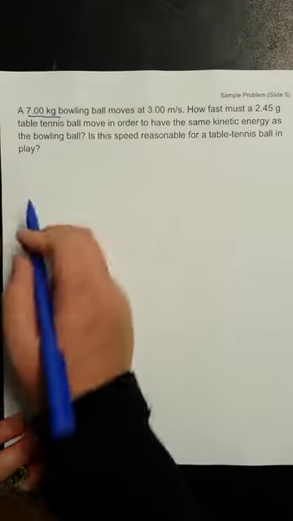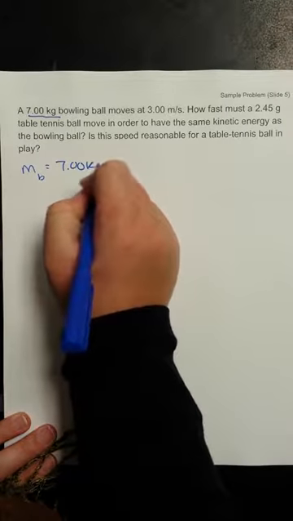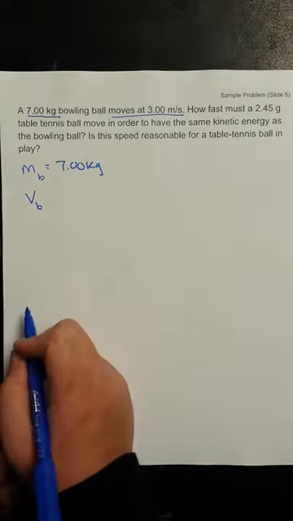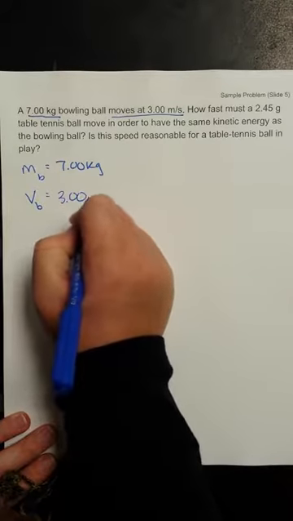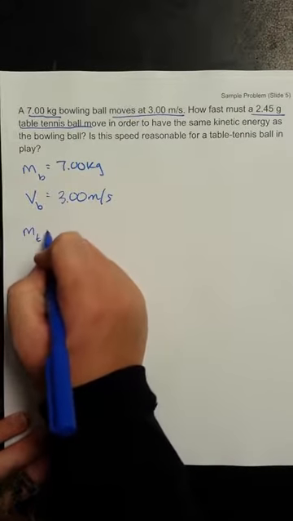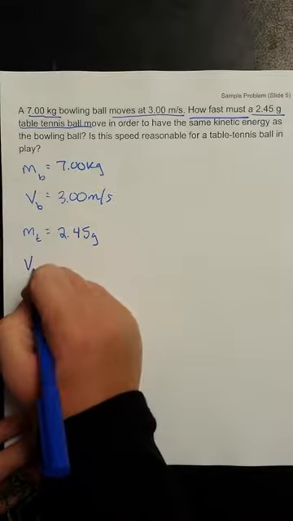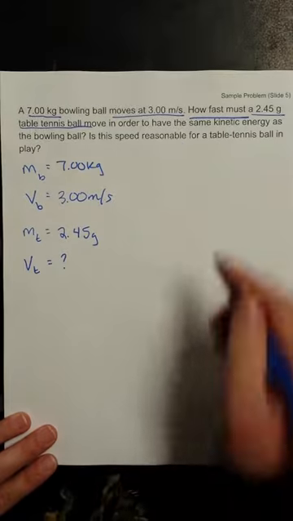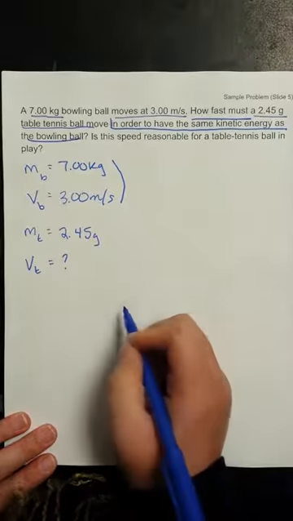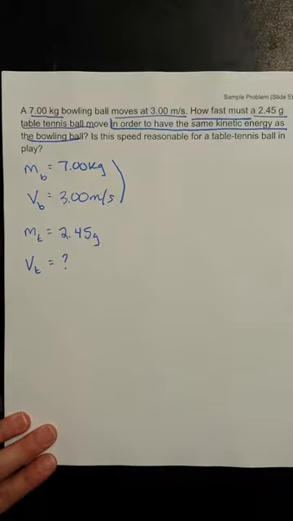We know that we've got a 7 kilogram bowling ball, so that's the mass of the bowling ball. I'm just going to put B for bowling, and that's 7 kilograms. We also know it has a speed, so we've got a V for the speed or velocity of that bowling ball. So I'm going to put, again, VB for bowling, and that's 3 meters per second. We also know a mass for a table tennis ball, so I'm going to put an M for T for table tennis. That's 2.45 grams. And it says, how fast must that table tennis ball move? So we're going to look for VT. It says, in order to have the same kinetic energy as the bowling ball. Meaning, we need to use this information for the bowling ball to find its kinetic energy and set that equal to the kinetic energy for the table tennis ball to then find the required speed for that energy.